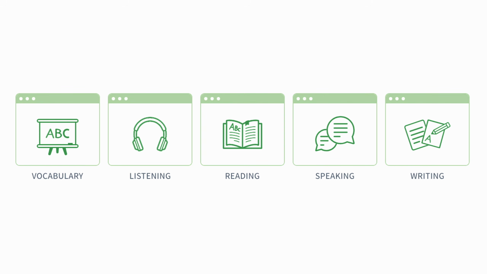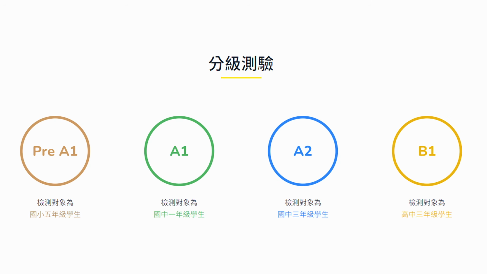The website has tests for 5 areas: vocabulary, listening, speaking, reading, and writing. And for each of these tests, there are 4 levels aligned with the CEFR. The CEFR is a widely used framework around Taiwan and the world for describing language proficiency levels. These 4 CEFR levels that are available through the test are Pre-A1, A1, A2, and B1.